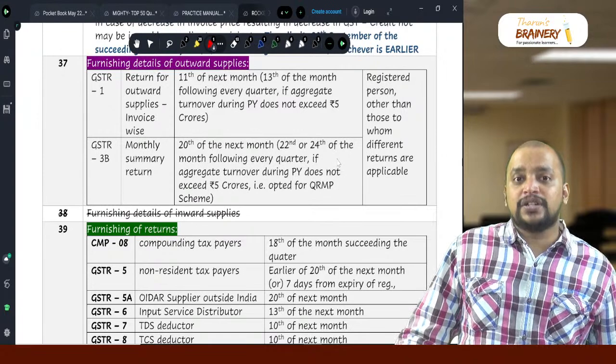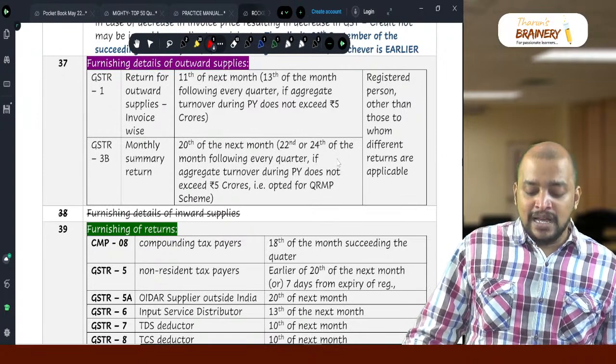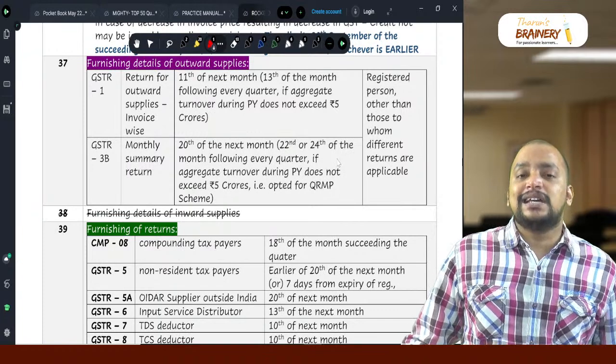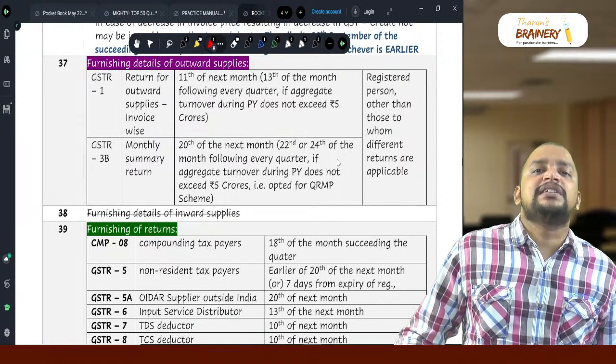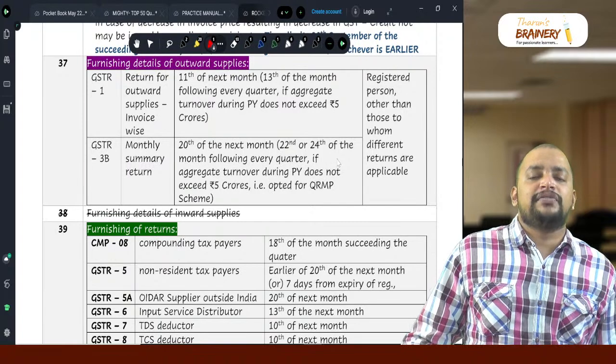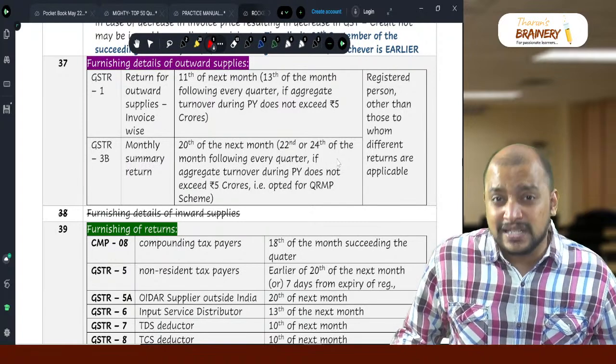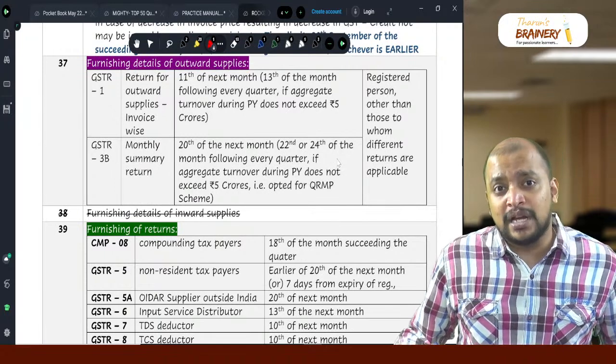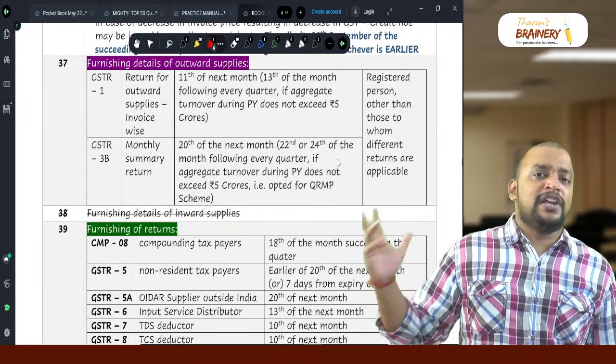So they are required to file GSTR 1 by 13th of the month following every quarter. Whereas GSTR 3B is a monthly summary return that contains the details of inward supply, outward supply, gross liability, input tax credit and interest information. What is the time limit? Generally 20th of the month following every month.